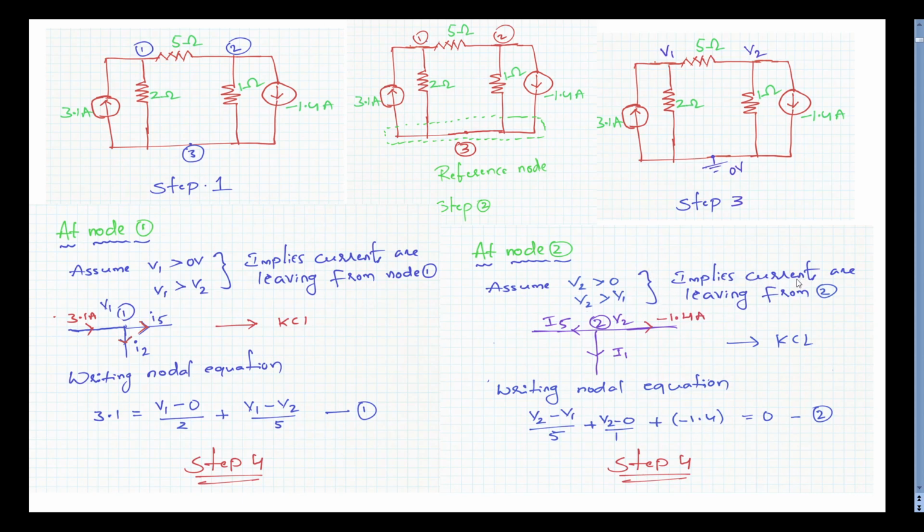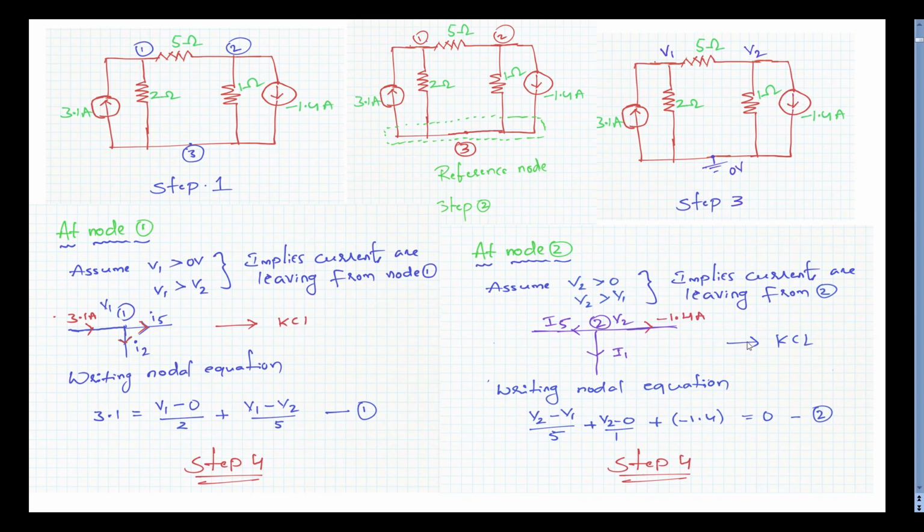So that implies currents are leaving from node 2. All currents are leaving from node 2. How many elements are connected to this node 2? 1, 2, 3. Three elements are connected, which means you have to mention three currents: I1, I5, and the source current, minus 1.4 amps. The source current is leaving from node 2. Don't change the direction of the source current. You keep it as it is. This is a very important point.